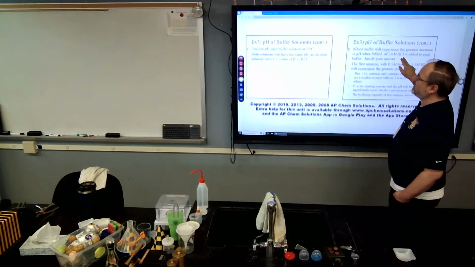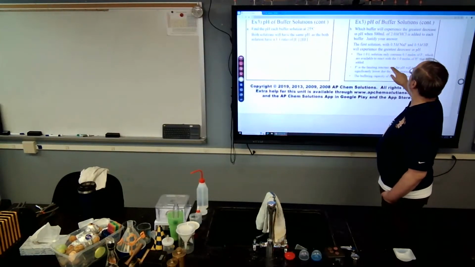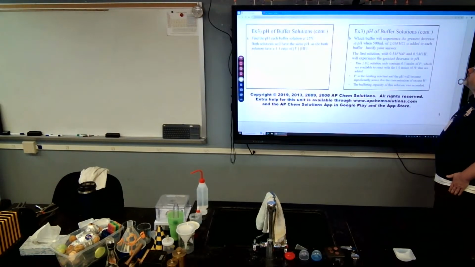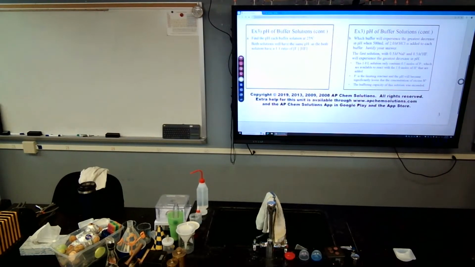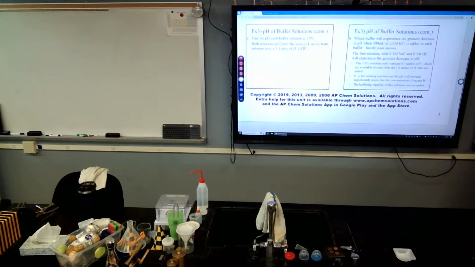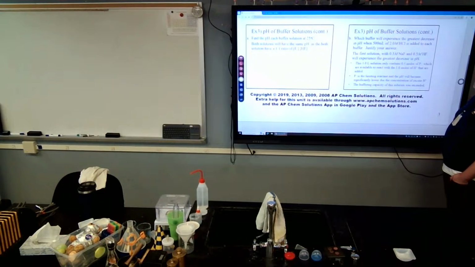All right. Next buffer solution question. Which buffer will experience the greatest decrease? Ooh, this is a good question. Which buffer will experience the greatest decrease in pH, more acidic, when 500 milliliters of hydrochloric acid is added to each of the following? The first solution is a 0.5 molar sodium fluoride solution and hydrogen fluoride solution.